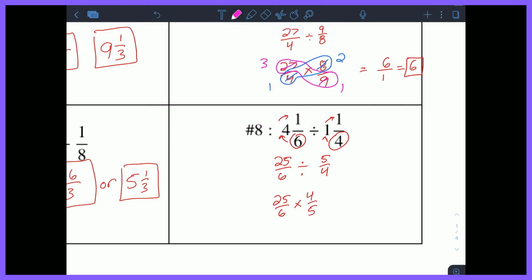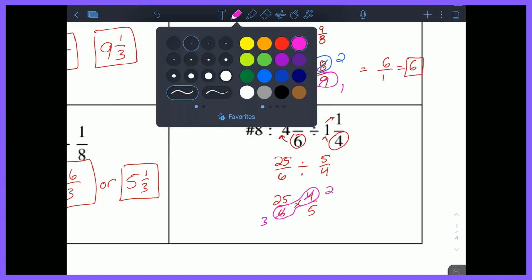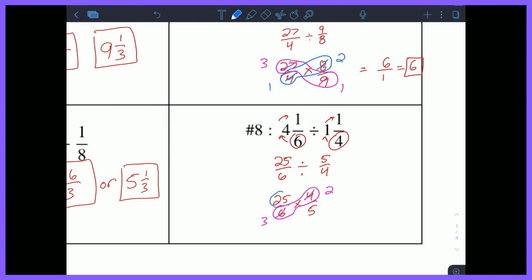Looking at the diagonals, I've got 6 over 4, which I could simplify by dividing by 2. So half of 6 is 3, half of 4 is 2. And the other diagonal, 25 and 5, could divide by 5. So 25 divided by 5 is 5, 5 divided by 5 is 1. So then we go ahead and multiply.